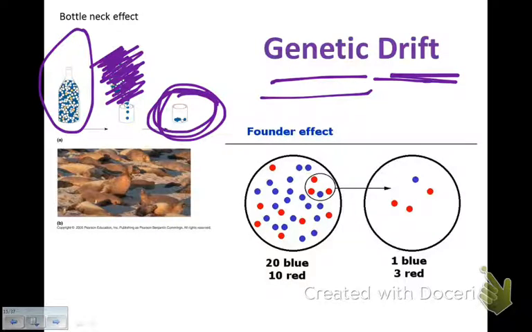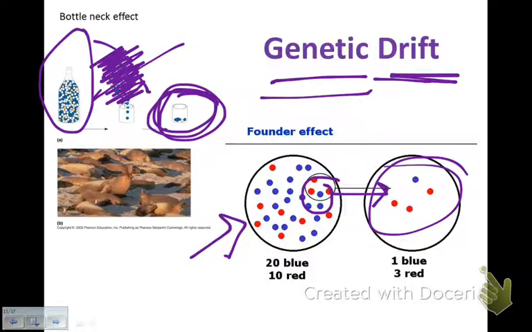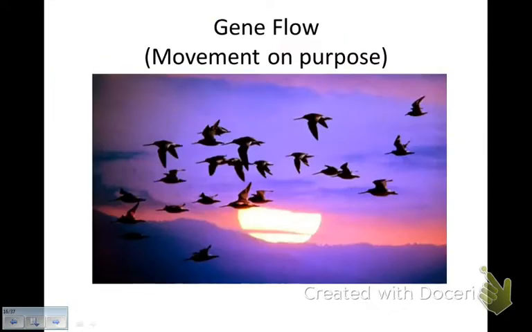Okay, and founder effect is really the same thing, except it's not from a disaster like this one was. It's because these people right here moved to a new island and they started over. So where this one was predominantly blue, when they moved, the founders are predominantly red. So it's really the same thing. The bottleneck effect is just natural, and the founder effect is where they move. Like your founding fathers, they moved. Okay, and then gene flow, just know that that's on purpose. That's like migration on purpose.